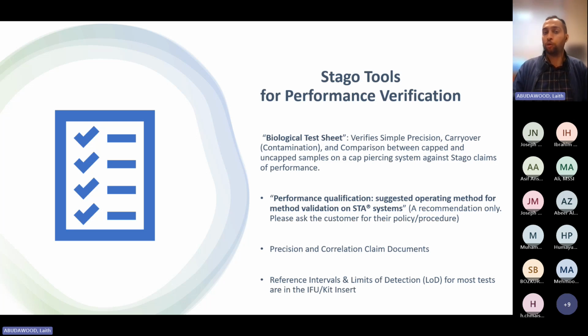The same applies to the carryover within this sheet. There's a specific protocol. You run carryover using this protocol: 10 samples APTT, then 10 samples PT, then 10 samples PTT. You put these results in the sheet, and it tells you pass or no.